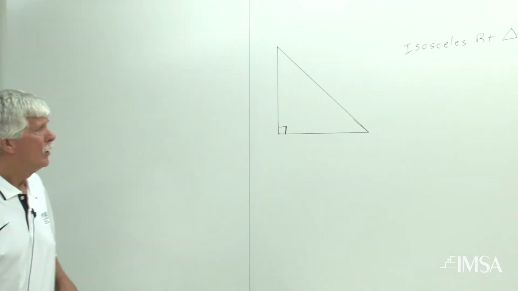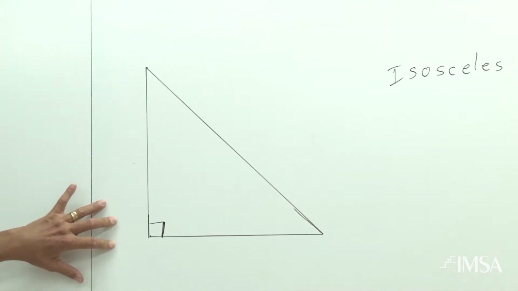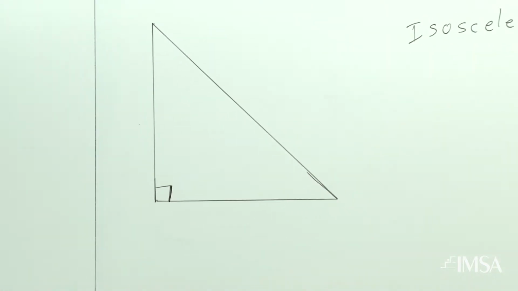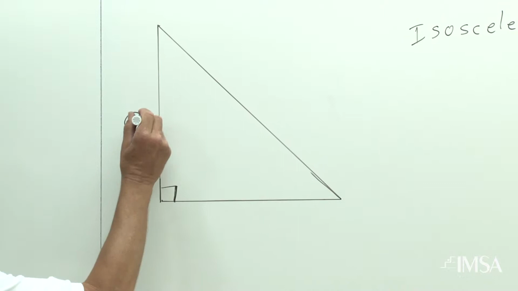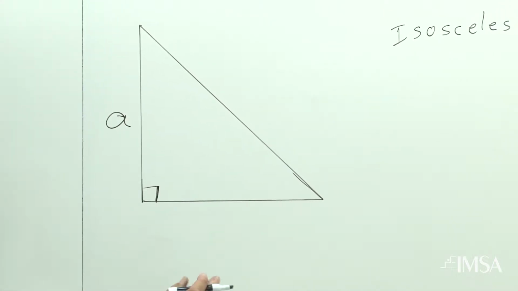We're going to look at two special right triangles, the isosceles right triangle and a 30, 60, 90 right triangle, and we'll explain that as we go along. The first is an isosceles right triangle. You remember about right isosceles triangles that the two sides, or the two legs, are congruent.